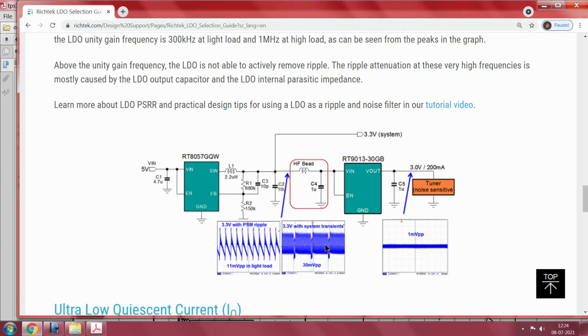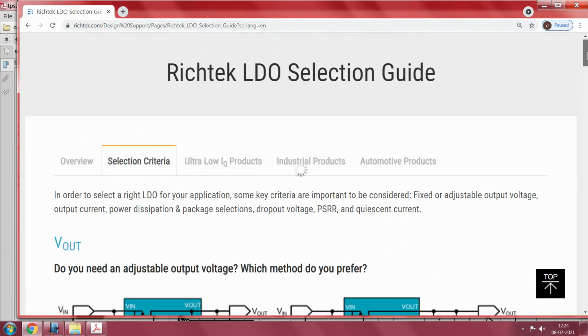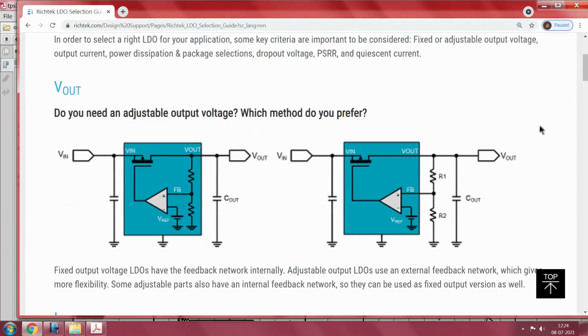It is really bad. Look at what happens at the output, 1 millivolt peak to peak. How did you do this? Exactly by this trick, by removing it with a high frequency bead. So this is a very important design requirement in this course. Please remember this picture, read this as much as you can and understand the LDOs to the best possible extent.